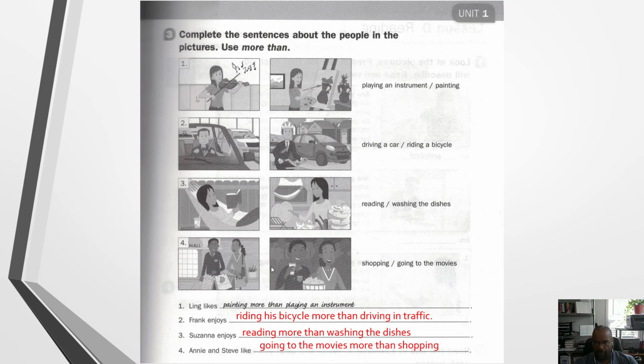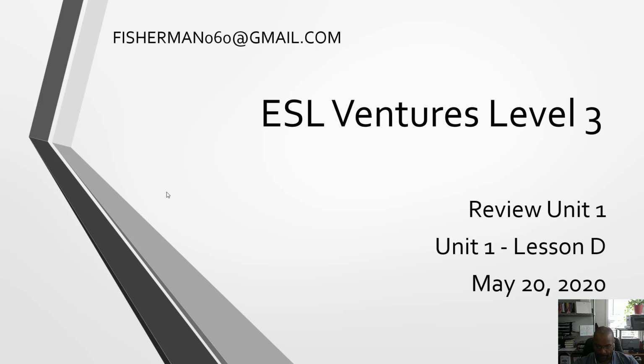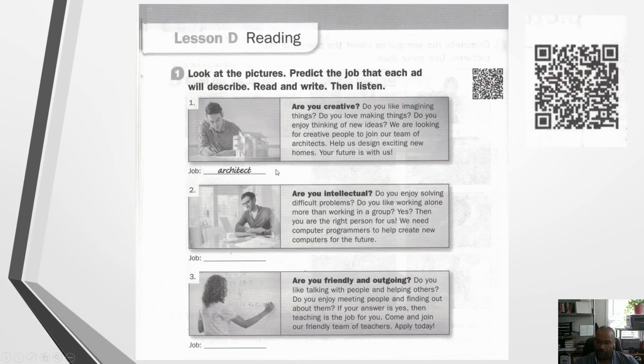Alright, so now let's move on. Okay, so now we're going to move on to Lesson D. Alright, Lesson D, Ventures 3. So, let's turn our workbooks over to page 12. Page 12, number 1. Look at the pictures. Predict the job that each ad will describe. Read and write, then listen.